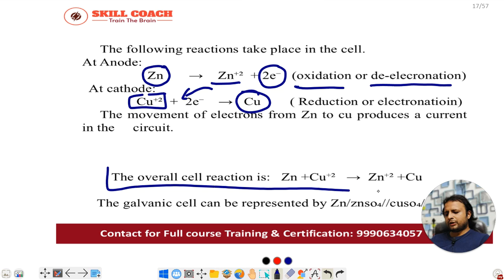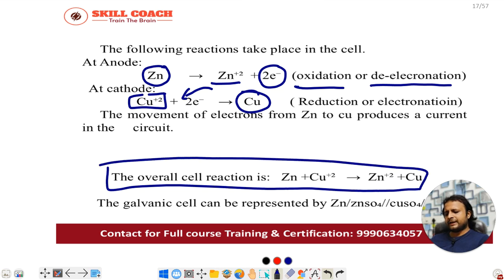And when we are writing the overall reaction, you can see here, Zn plus Cu2+, we are adding this one to this one. Zn plus Cu2+ is equal to Zn2+ and Cu, since the 2 electrons cancel out in the overall reaction. Got it, everyone? Let us move ahead.